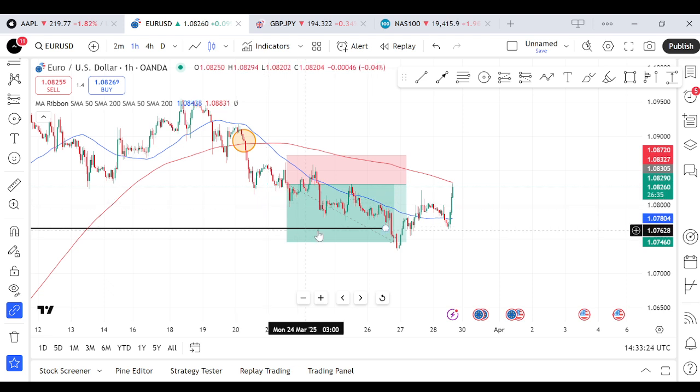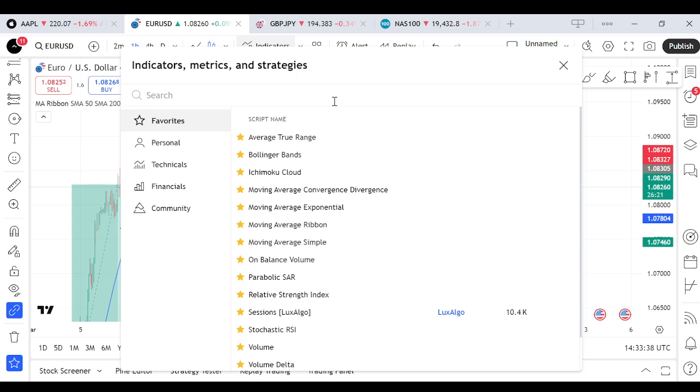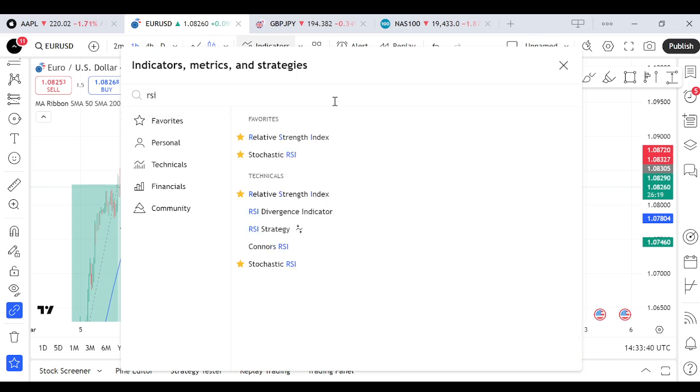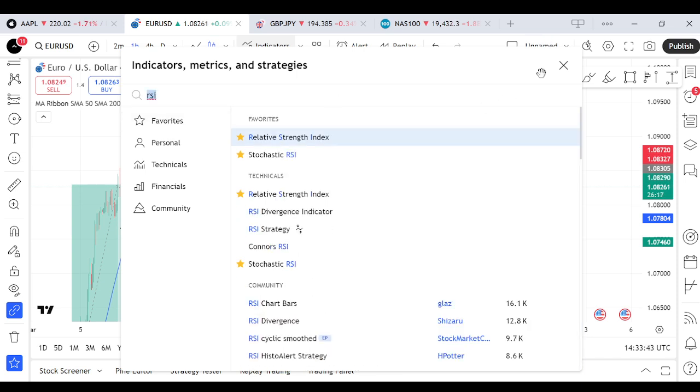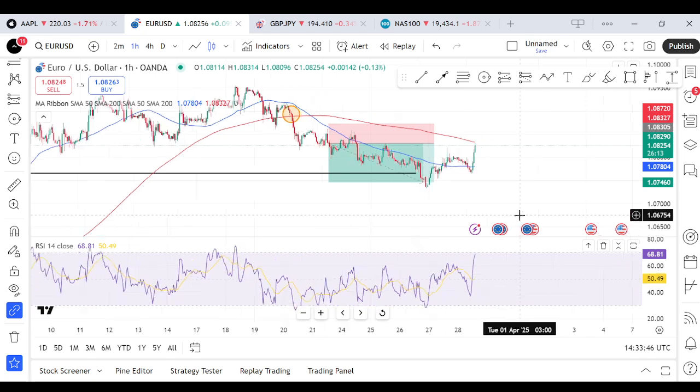And for advanced techniques, this is the third. You could use other indicators to verify your moving average strategies. For example, for additional confirmation, add the relative strength index to verify your trades. So I'm just going to add the relative strength index to this, and we have the RSI here.